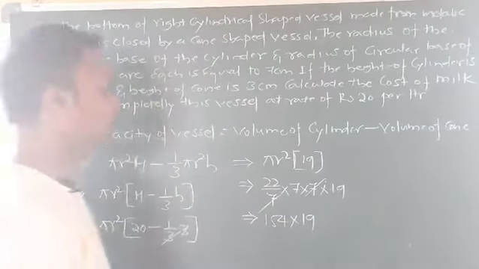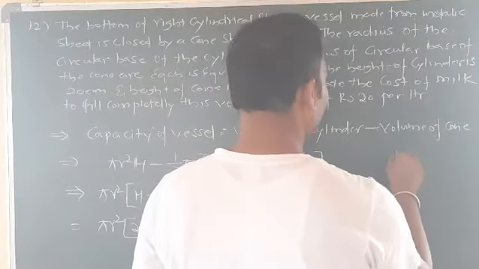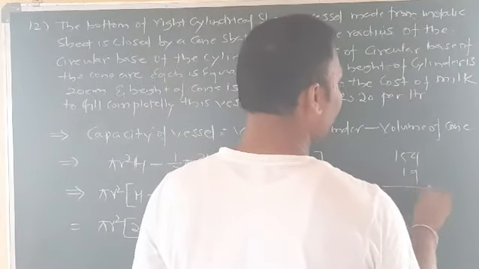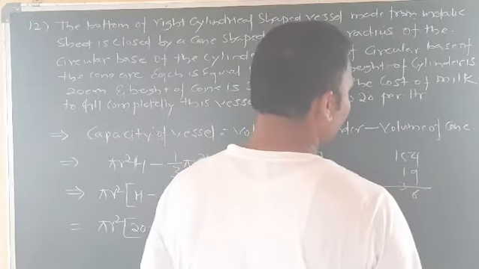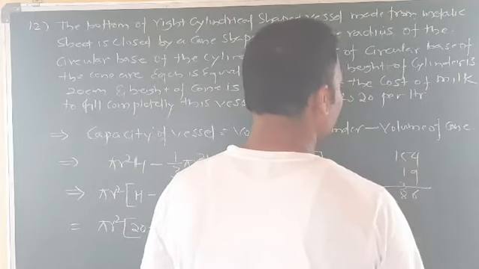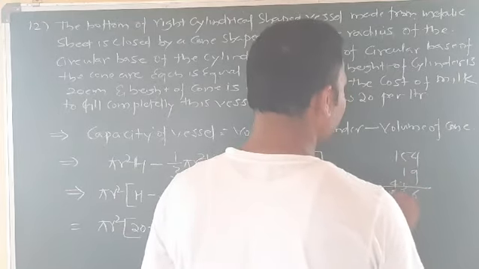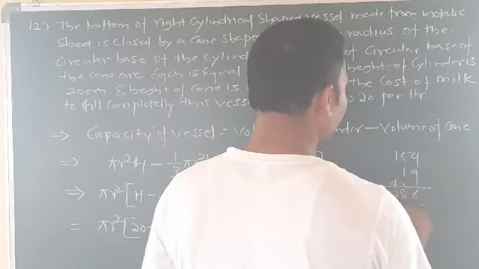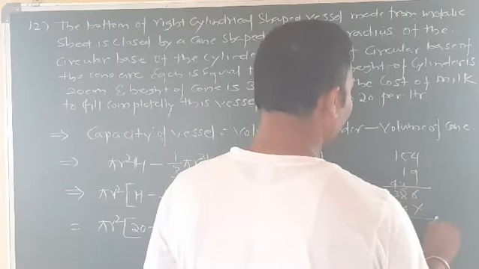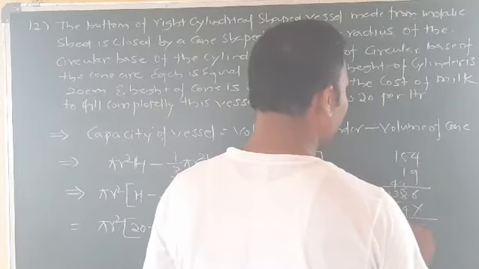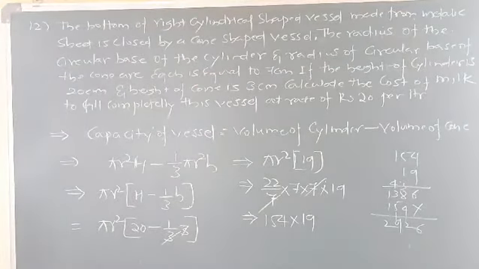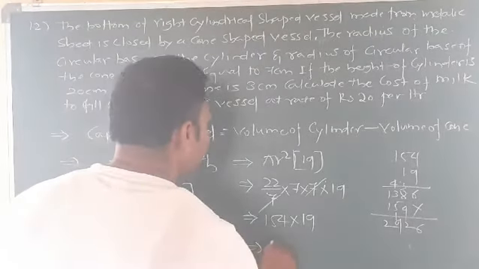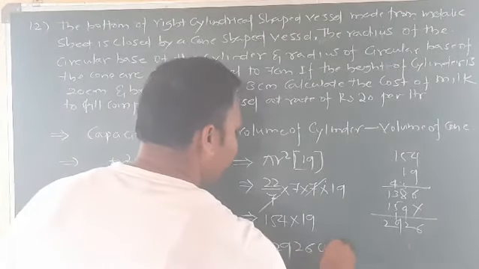Now 154 into 19, so 9 4s are 36, 9 5s are 45, 48. So now 4 will come here, 9 and this is 13. Now 4 5 1 6 8 and 4, it is 12. 1 will come, 6 and 3 is a 9 and this is 2. 2 9 2 6. So we get 2926 centimeter cube.